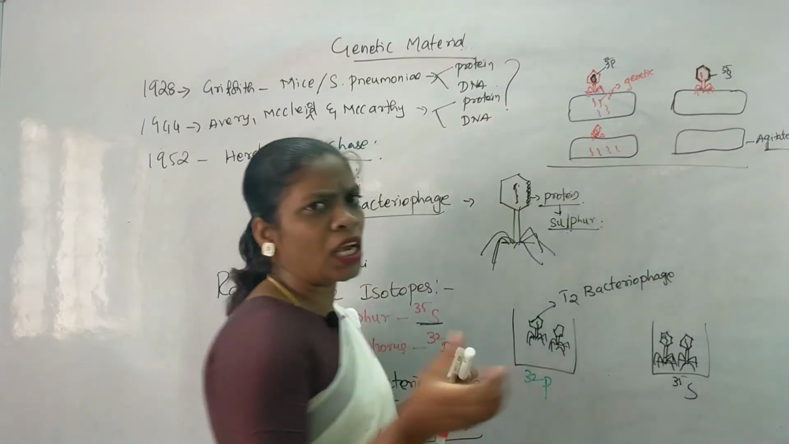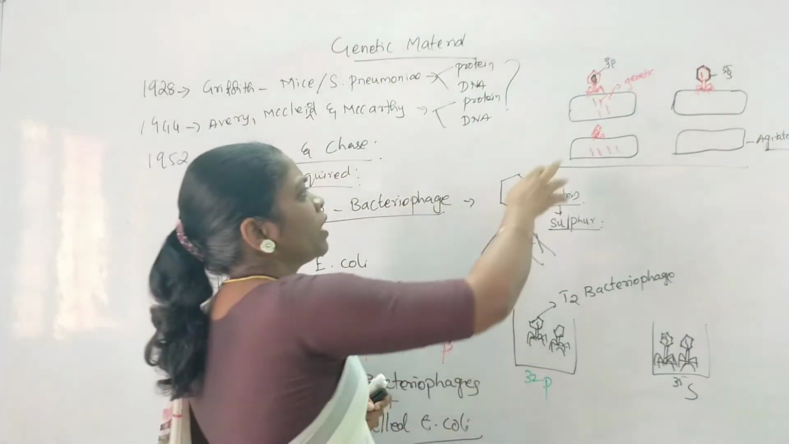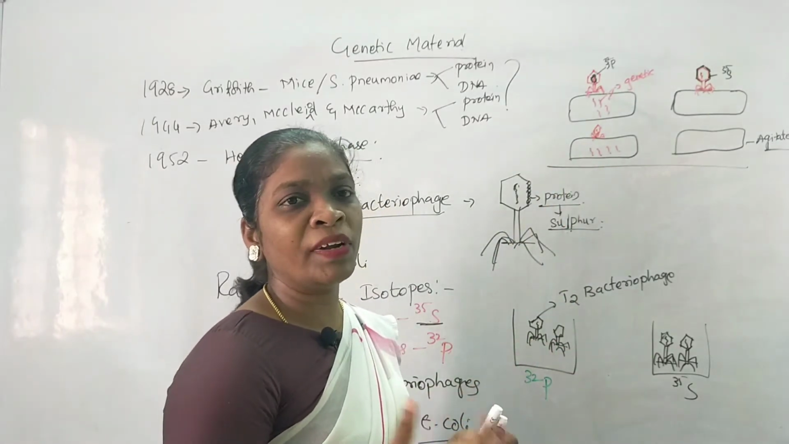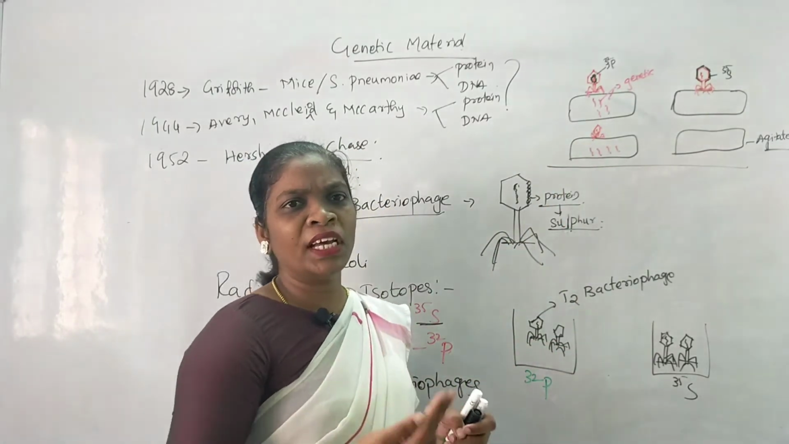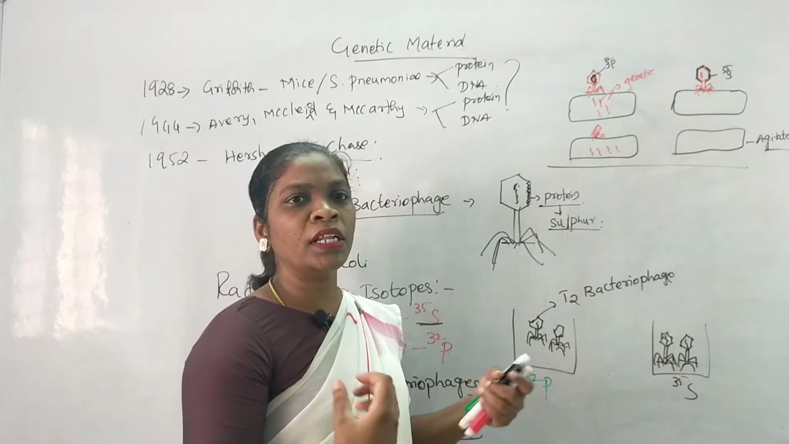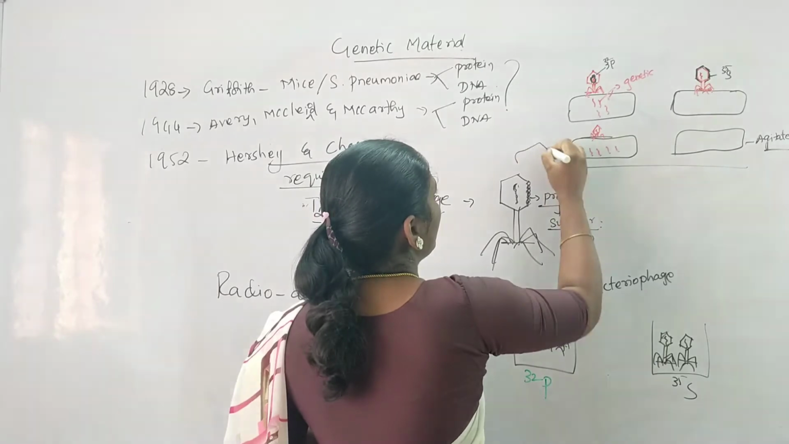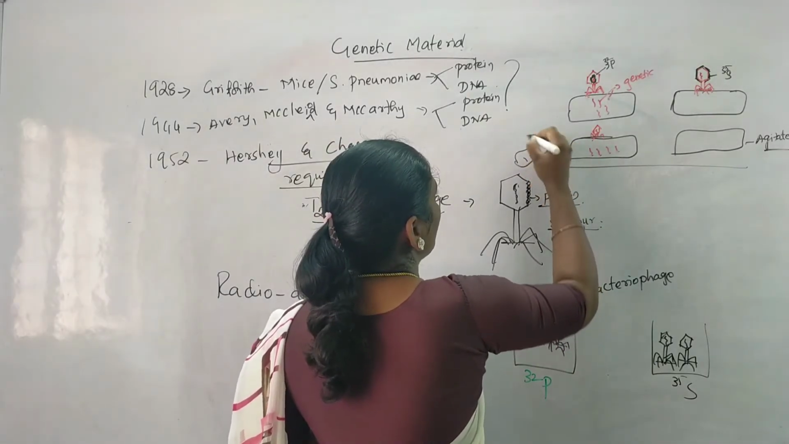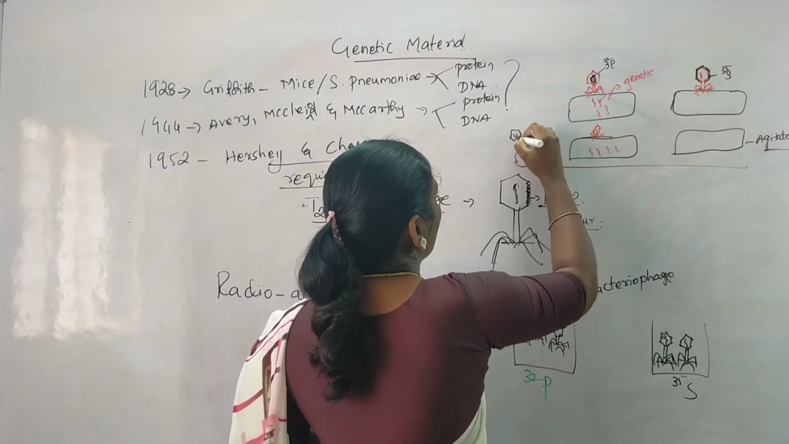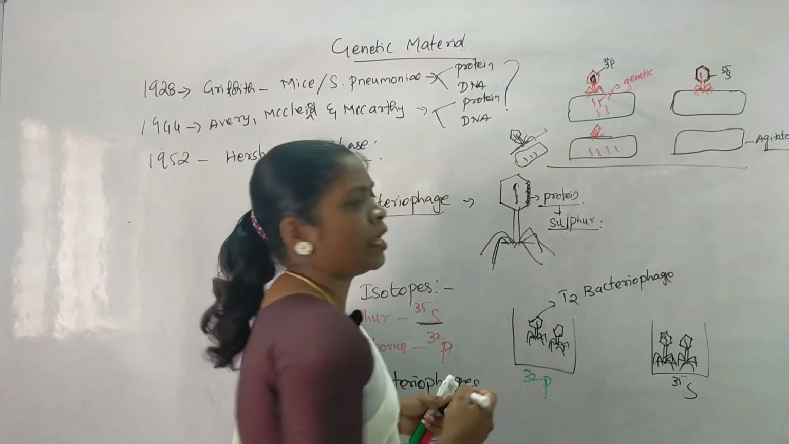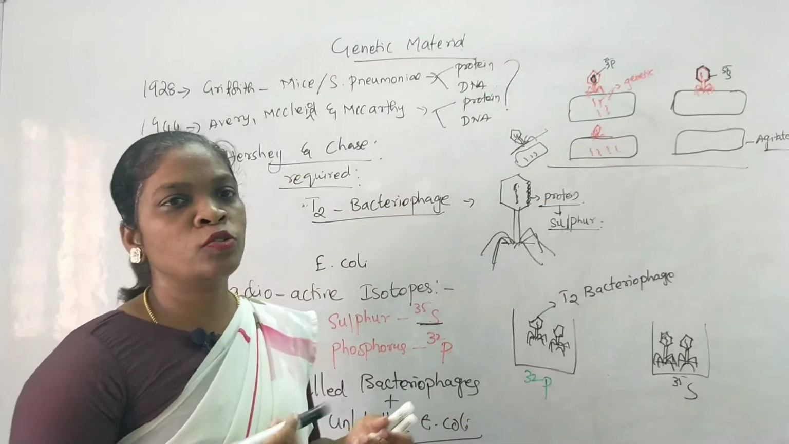agitation means a simple shake, because these bacteriophages and E. coli will not be tightly packed, will not be tightly connected. So when you simply agitate them, you are able to separate the components of this T2 bacteriophage from the E. coli. So they separated E. coli with the injected genetic material, and this T2 bacteriophage. By simple agitation, we can separate these two materials.